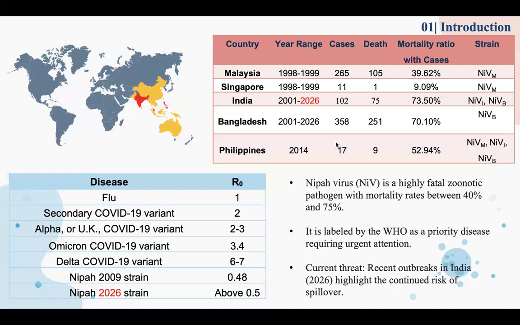Nipah virus is a massive public health threat with a staggering mortality rate that can reach over 75% in certain regions. As you can see from our data, outbreaks in India and Bangladesh have consistently shown a very high death-to-risk ratio. While its current R0 is lower than COVID-19, any mutation that increases its transmissibility could be catastrophic. It is currently listed by the WHO as a priority disease, yet we still have no approved drug or vaccines.